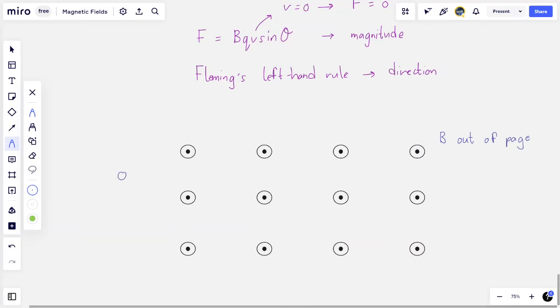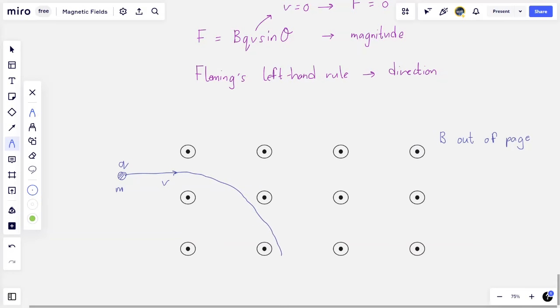Then I have a charge on its merry way, with charge q and mass m, and it moves into the magnetic field. Now I use Fleming's left-hand rule. It's a positive charge, moves into the field which is pointing out of the page, and it'll feel a force. But it turns out that the force it feels is always at right angles to the charge's velocity.